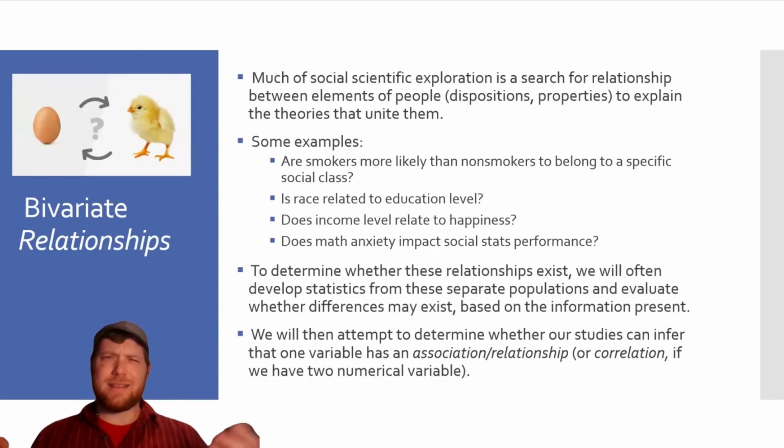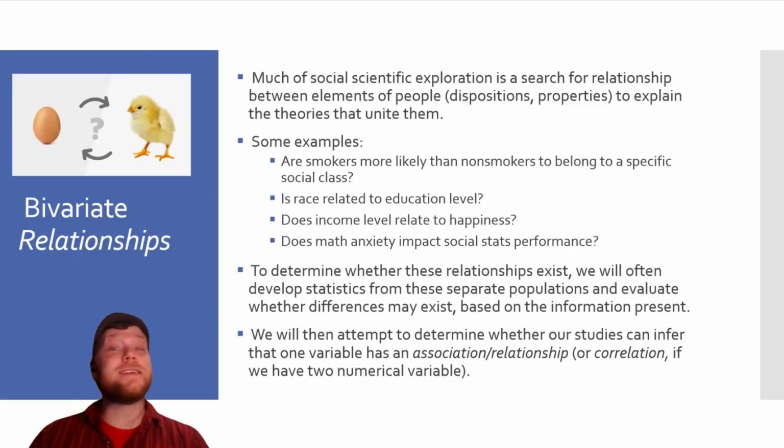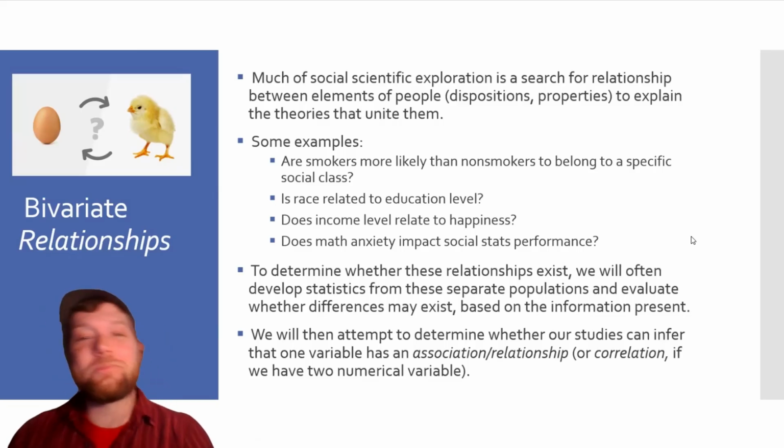So let's get started. Much of social scientific exploration is a search for relationships between elements of people, so dispositions or properties, to explain theories that unite them. So, are smokers more likely than non-smokers to belong to a specific social class? Is race related to education level? Does income level relate to happiness? Does math anxiety impact social stats performance? I bet I know the answer to that one.